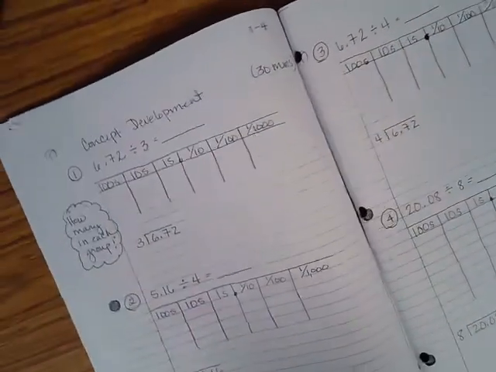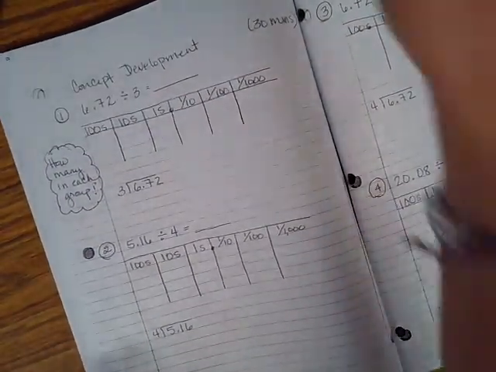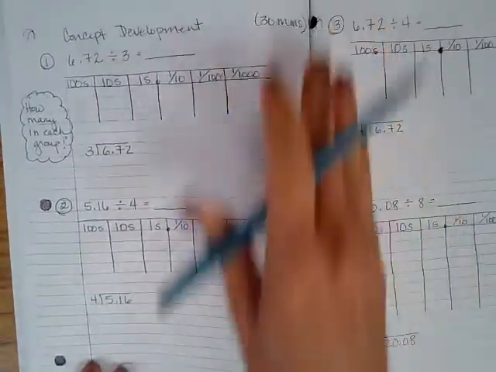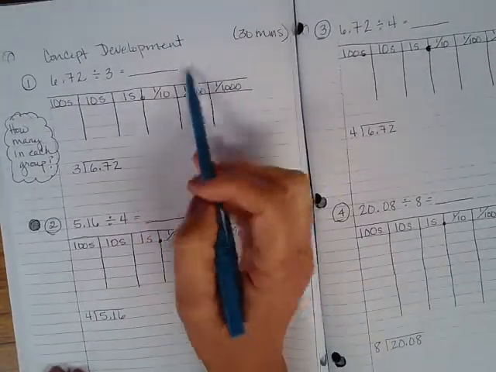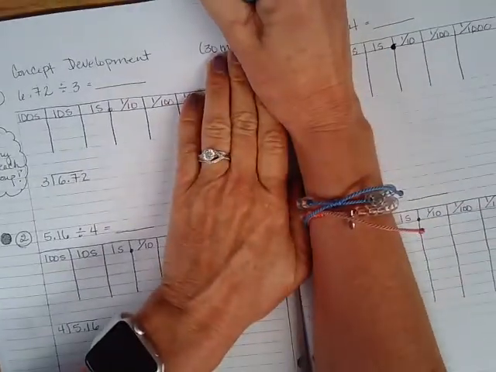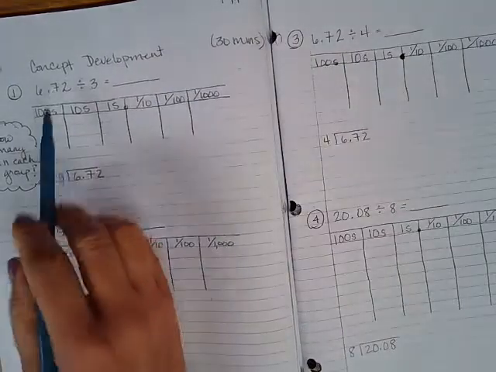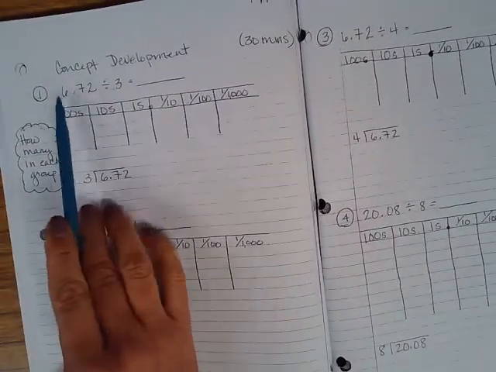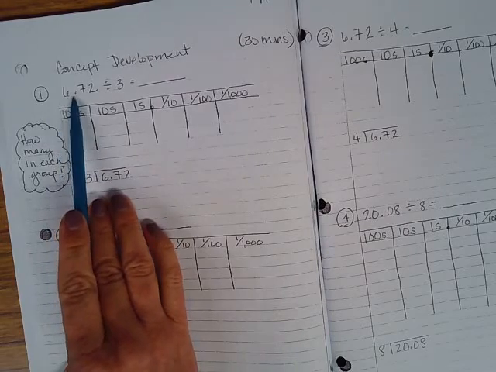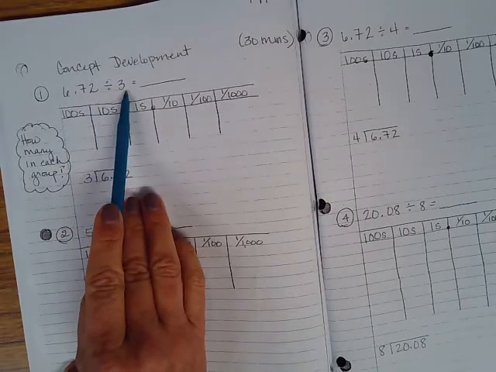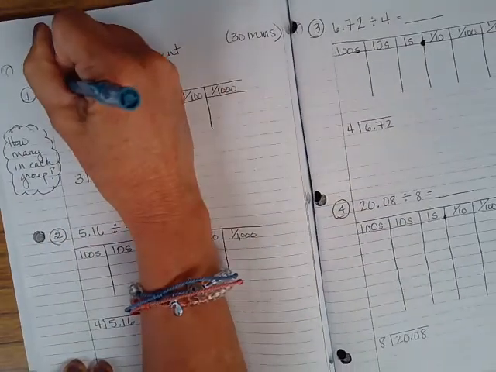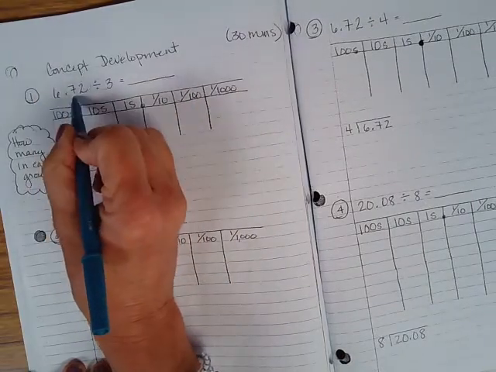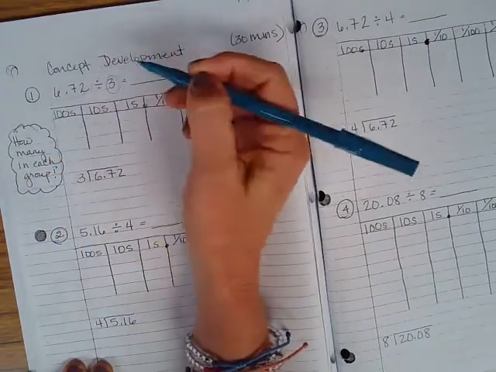This is Module 1, EngageNY, Module 1, Lesson 14. Lesson 14, we are starting with concept development. All right, so we now are dividing 6.72 divided by 3. So this is going to be our dividend, and this is our divisor.